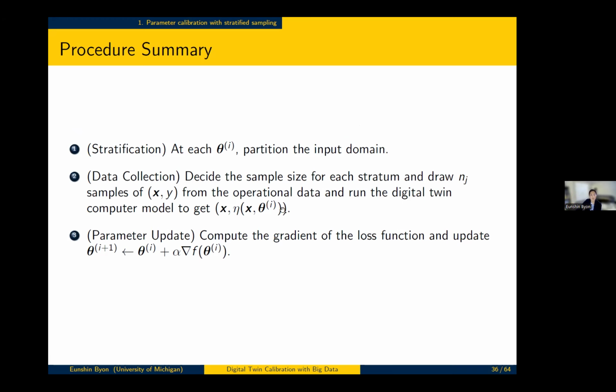Once we partition the input domain, we decide the sample size nj, the budget allocation, and then draw nj samples from the operational data. Then we run the simulation, the discipline computer model, to get the error. And then we compute the gradient of the loss function and update theta. We proceed iteratively until some convergence criterion is satisfied.